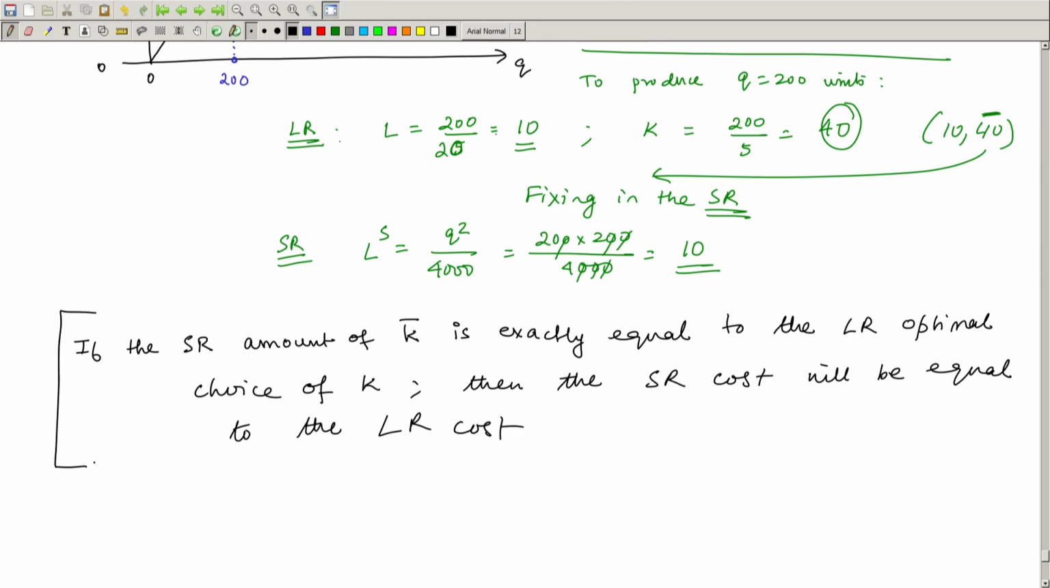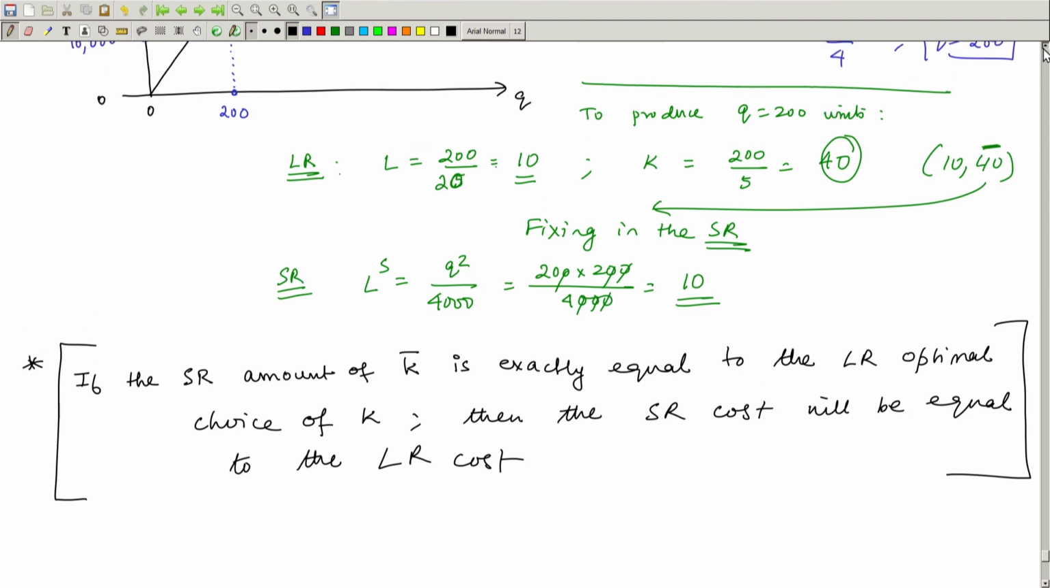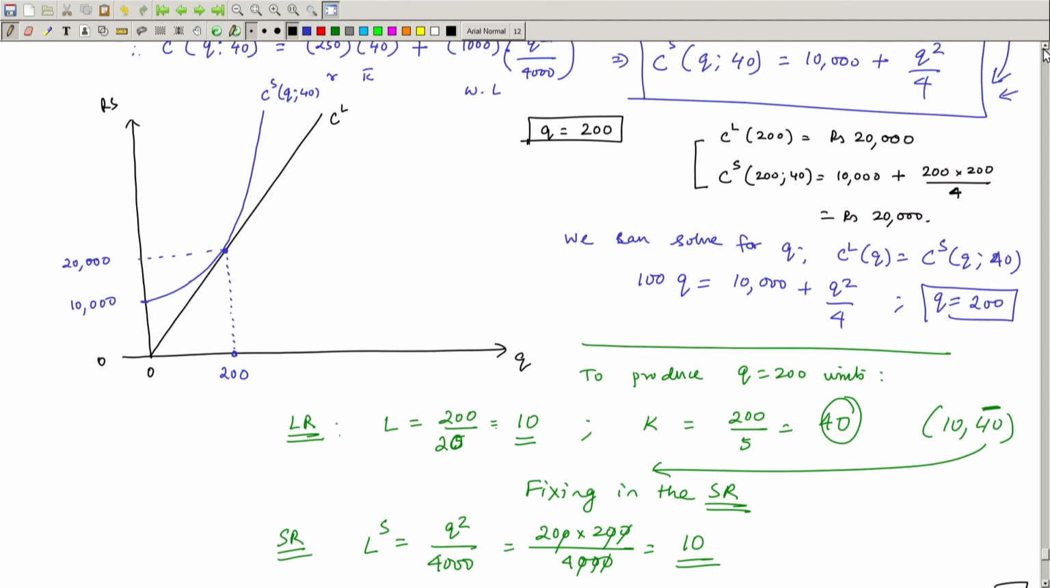right. In general, the long run cost will always be lower than the short run cost, but can it be equal? Yes, they can be equal in that specific case where the amount of K that I have chosen, which is my optimal choice of K in the long run, is the amount of K bar that I am fixing in the short run, right. So, this is a very, very important finding, and that will also help us in drawing the long run and the short run cost, right. So, you can check that if the short run cost, in fact, you can check, I will put it here.